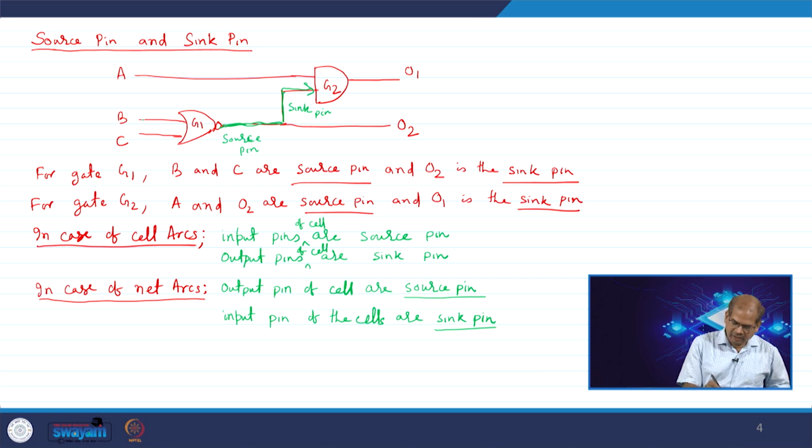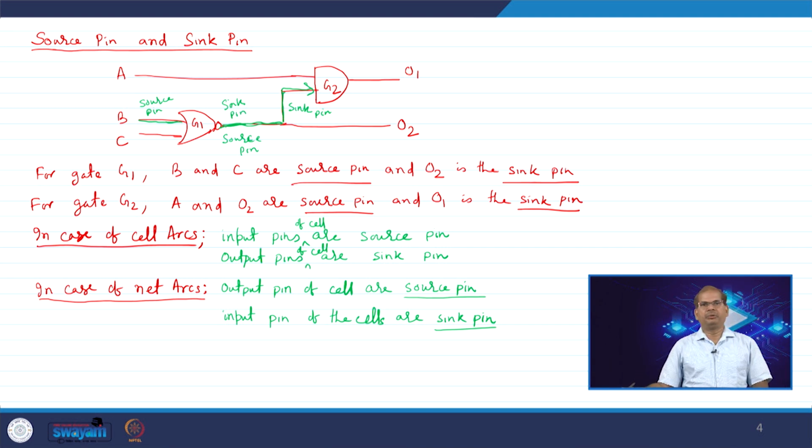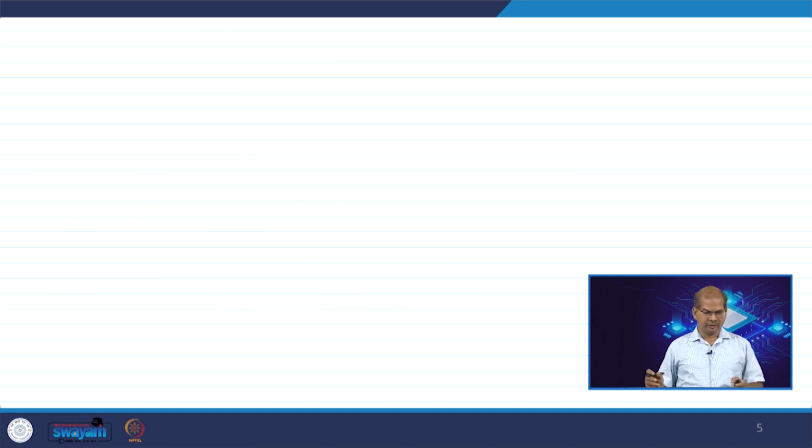Similarly, these are your source pins for the cell arc, and this is the sink pin of the cell arc. So, this is the concept behind the source pin and the sink pin. Now, we will go into the details about unateness. What is unateness?